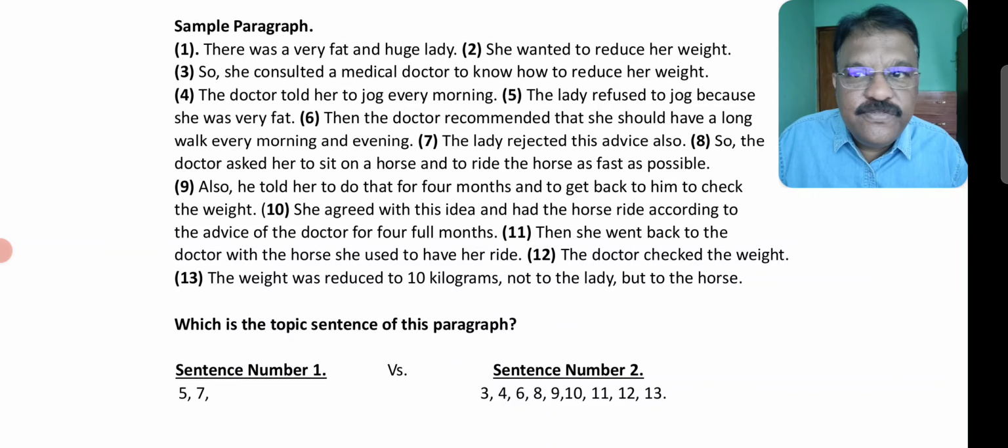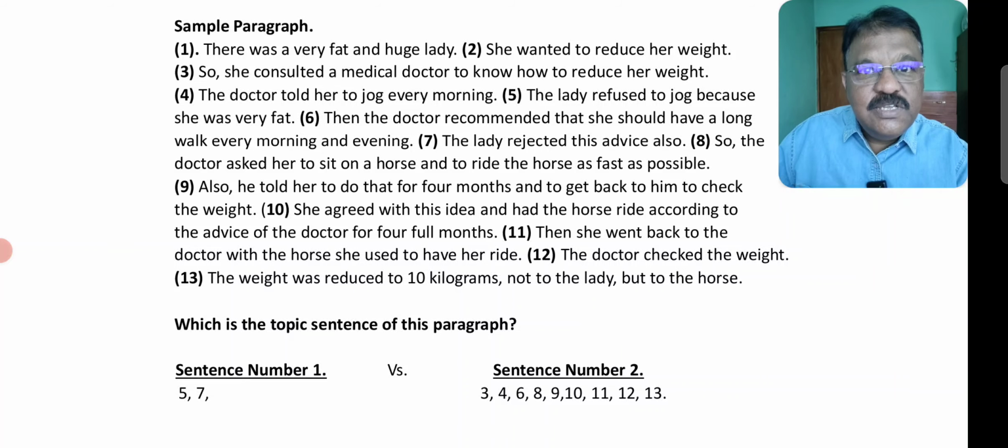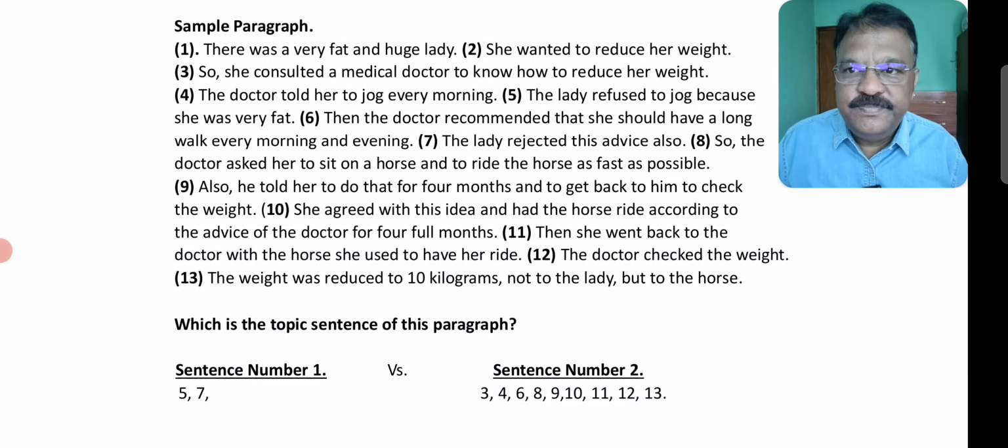And sentence number 5, the lady refused to jog because she was very fat. My dear viewers, why did she refuse to jog? She refused because she was very fat. So this sentence number 5 directly supports sentence number 1 because sentence number 1 talks about her being fat and huge. So sentence number 5 supports the first sentence. So put a tick by the side of sentence number 1 on your paper.